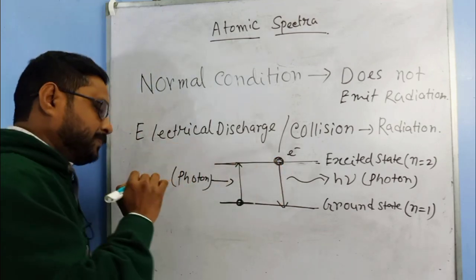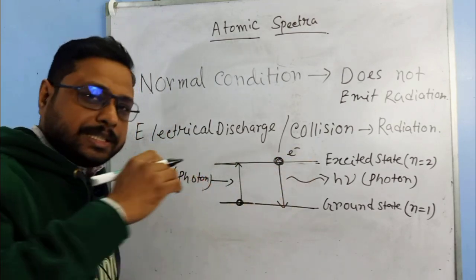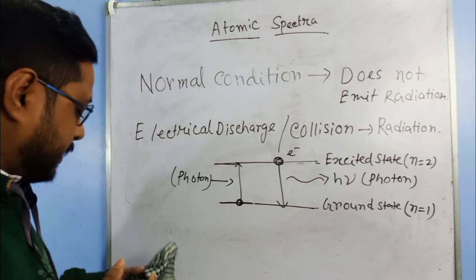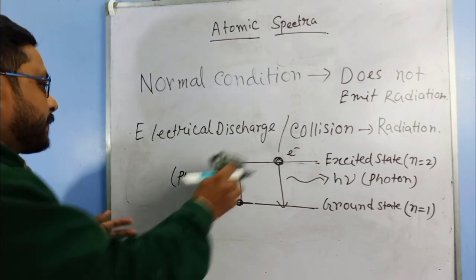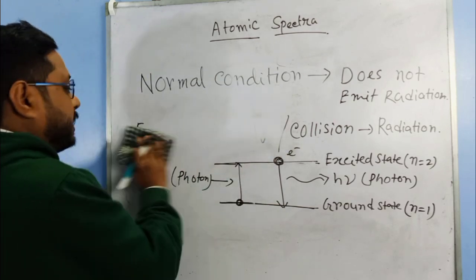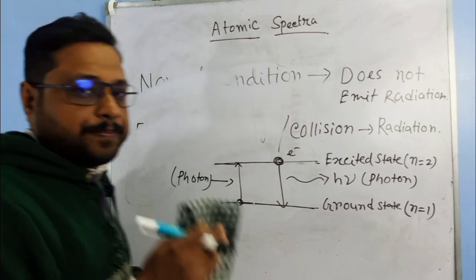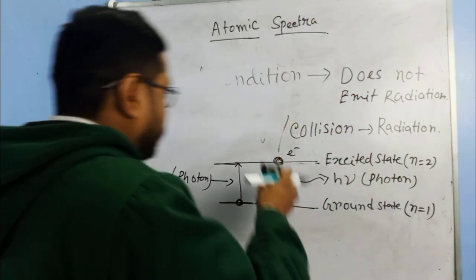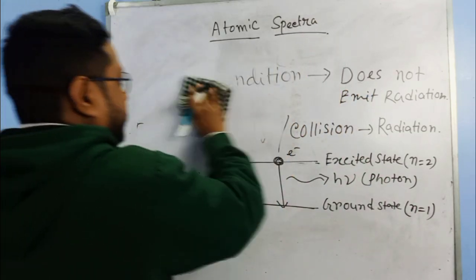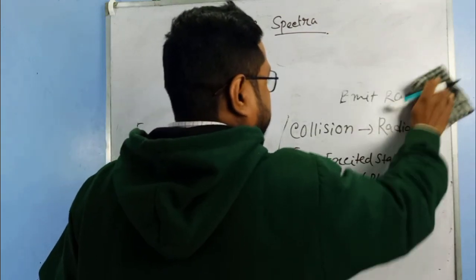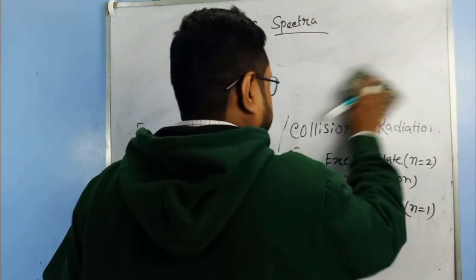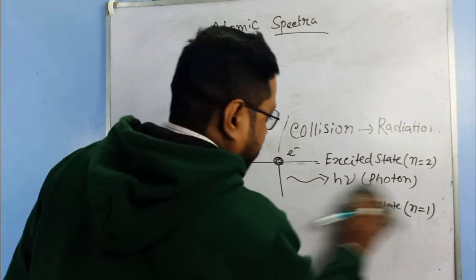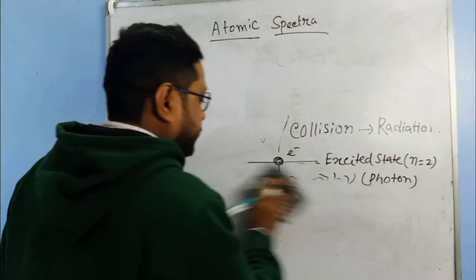But in hydrogen, there are so many excited states and the electrons are situated in different states. So due to the jump of electrons from excited states to ground state, we get a spectrum or series of spectral lines. Now, how many series do we get?